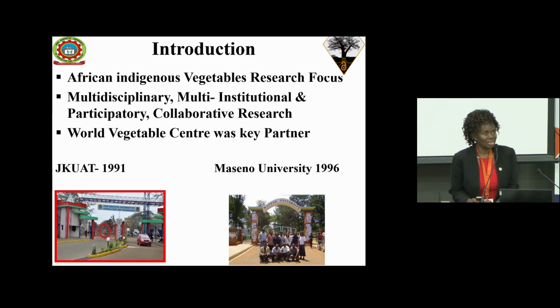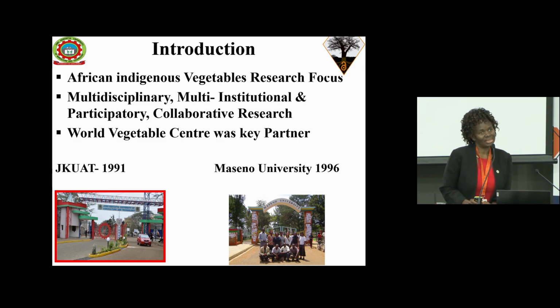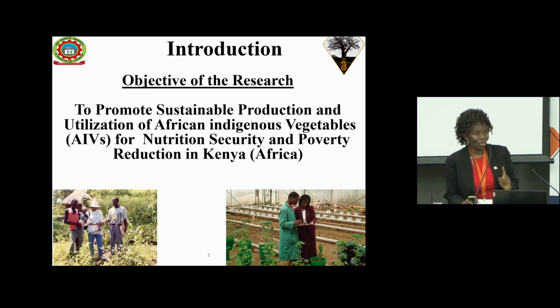I worked closely with an international center, World Vegetable Center, the Regional Center for Africa in Arusha, and then the Global Center in Taiwan. This work started in 1991 at Jomo Kenyatta University of Agriculture and Technology and Maseno University in 1996. These are the 2 universities I worked in Kenya. The objective of the research was and still is to promote sustainable production and utilization of African indigenous vegetables, AIVs, for nutrition security and poverty reduction in Kenya, and if possible in Africa, because that's a key area. So the main objective is to solve one of the global challenges, not just in Africa, but in the world.